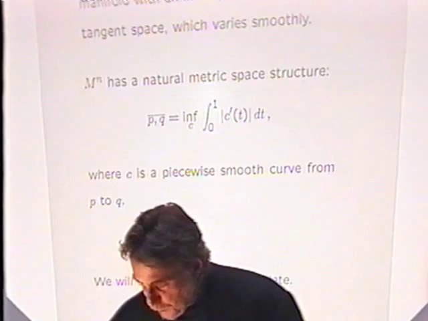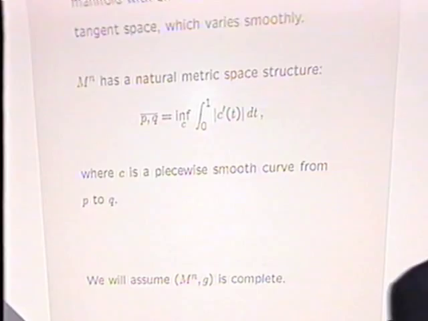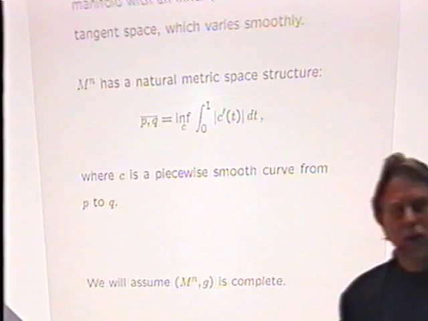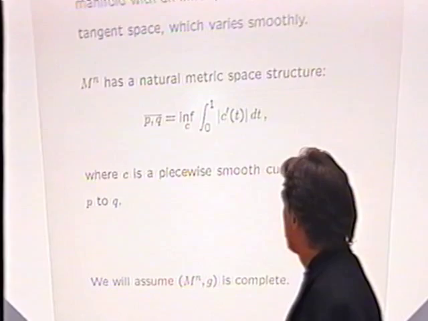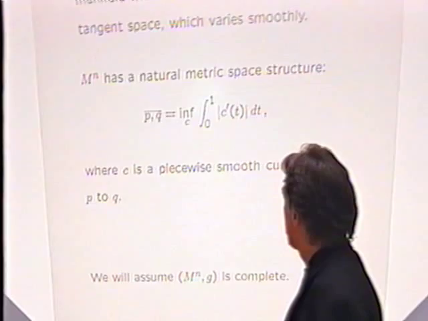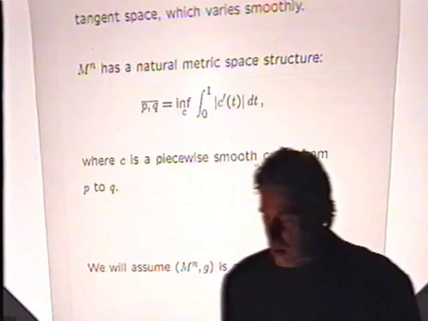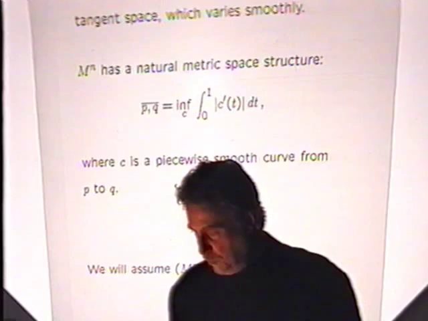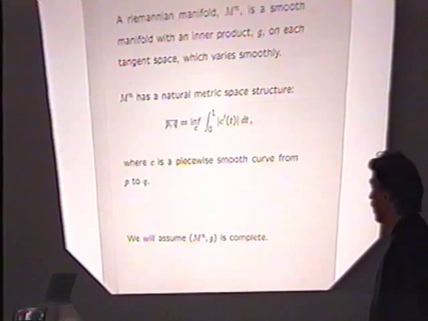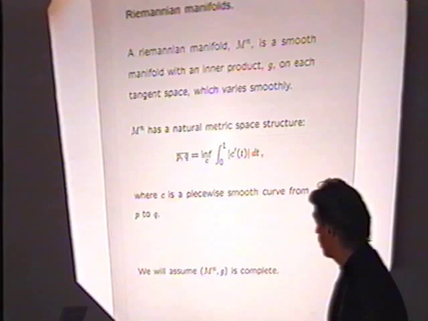So let me remind you what a Riemannian manifold is. That's the basic kind of object that we want to look at. It's a smooth manifold with an inner product on each tangent space, and the inner product varies smoothly. Then we can define lengths of tangent vectors, so we can define lengths of piecewise smooth curves. And so by taking the inf of the lengths of curves joining two points, a Riemannian manifold becomes a metric space.